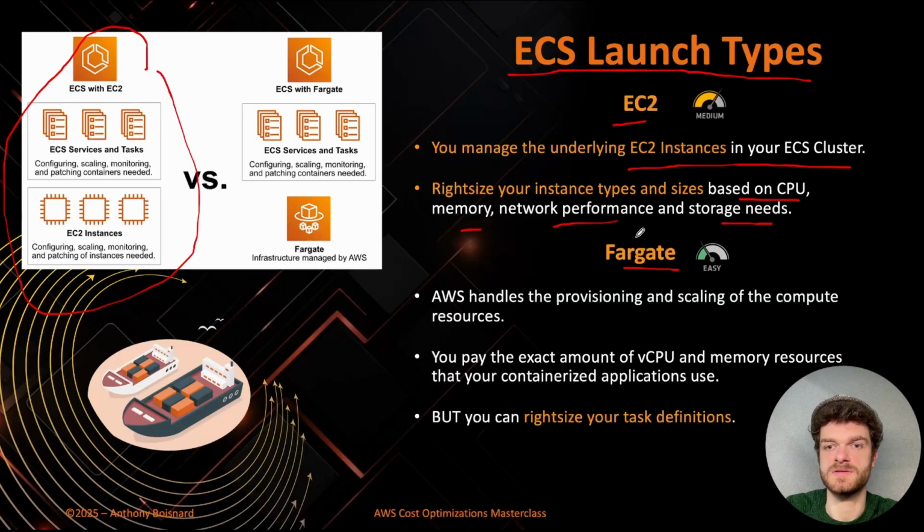But in the second launch type, Fargate, you are not managing those EC2 instances, but AWS handles the provisioning and scaling of the compute resource. You pay the exact amount of CPU and memory resources that your containerized application uses, but you can right-size your task definitions.